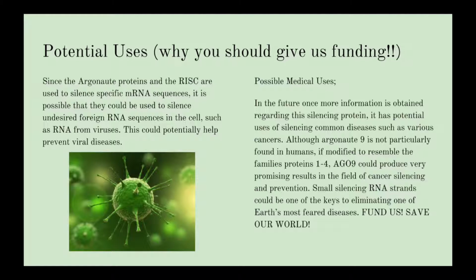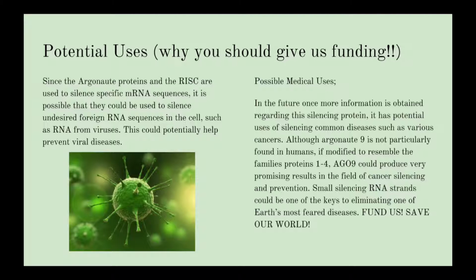Potential uses. Why you should give us funding. Since the Argonaute proteins and the RNA-induced silencing complex are used to silence specific mRNA sequences, it is possible that they could be used to silence undesired foreign RNA sequences in the cell, such as RNA from viruses. This could potentially help prevent viral diseases.